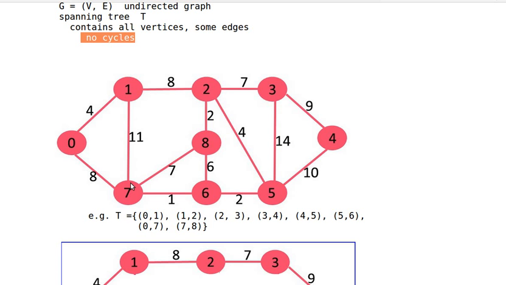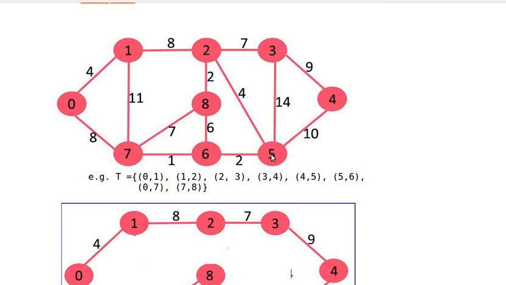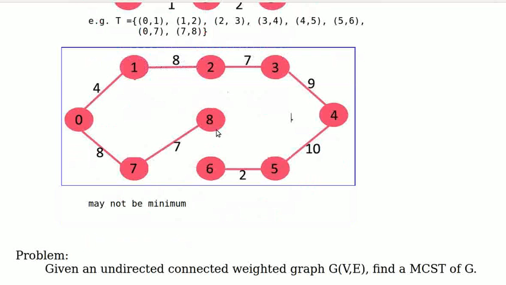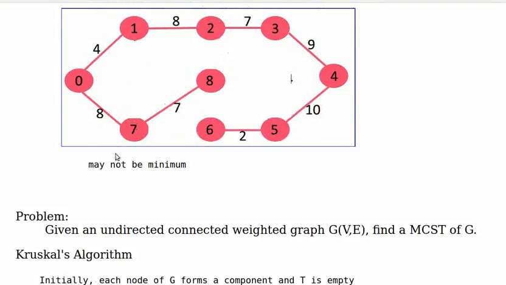As an example, we can obtain a tree T from this graph by including these edges: 0-1, 1-2, 2-3, 3-4, 4-5, 5-6, 0-7, 7-8. This is the subgraph we thus obtained, and it is a tree as it does not have any cycle. As you can see, T has all the vertices, but only some edges of the original graph. This tree may not be minimum in the sense that the sum of all the weights, or costs, of its edges is not minimum.